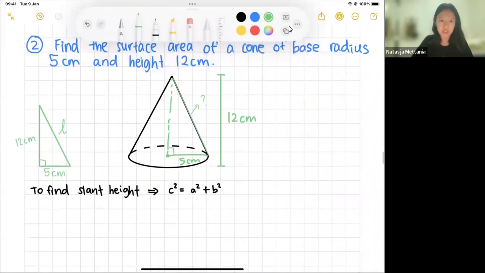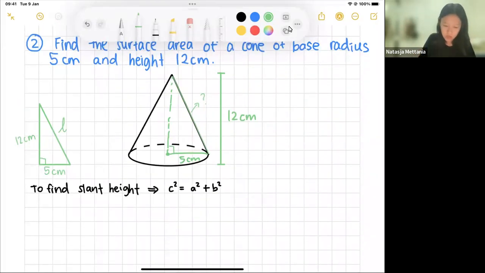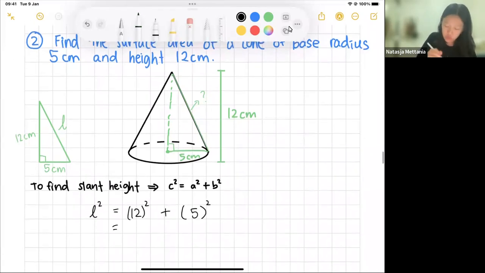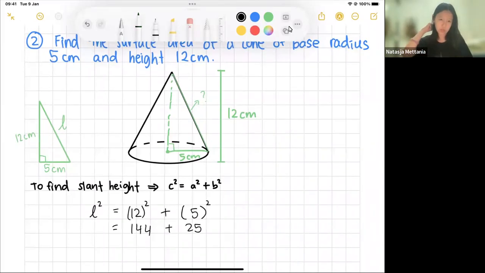Now let's use our Pythagoras theorem. I've written down the formula: c squared equals a squared plus b squared. Our c squared is L squared. Sub that in. a squared is our 12 squared here, and our b is 5, also squared. Follow the formula: 12 squared is 144 plus 25.